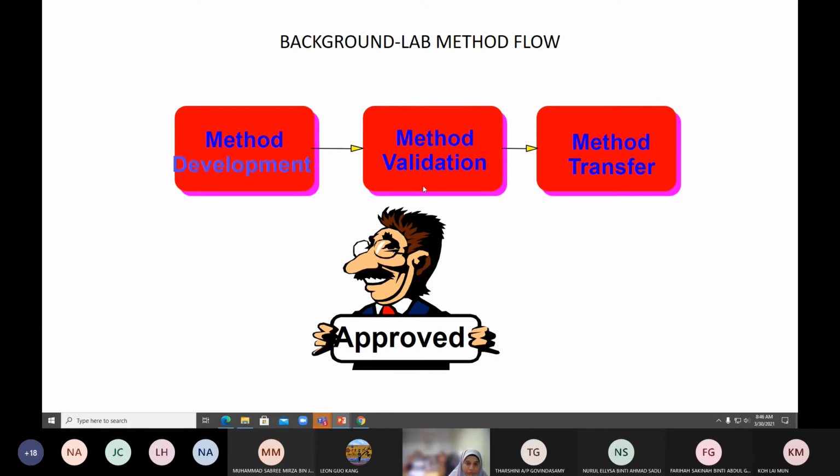So in this case, Leon, if you want to use it, Leon should revalidate the method. After you revalidate, then only you can transfer the method. You transfer the technology from UM to USM. So basically, method validation is like an approval, saying that this Siti Khalijah's method can be used in USM. After they approve, then only you can use it in USM.